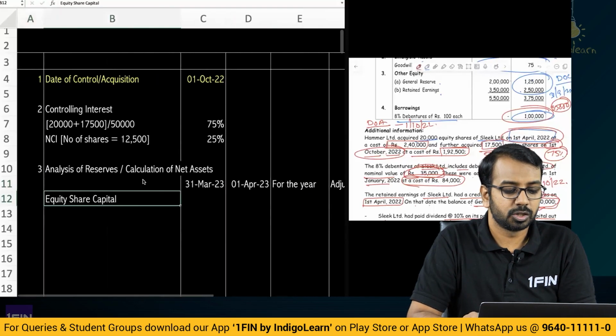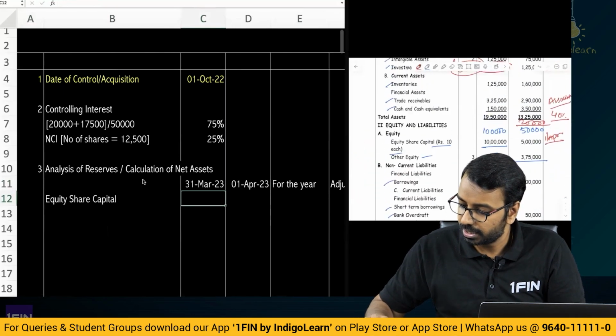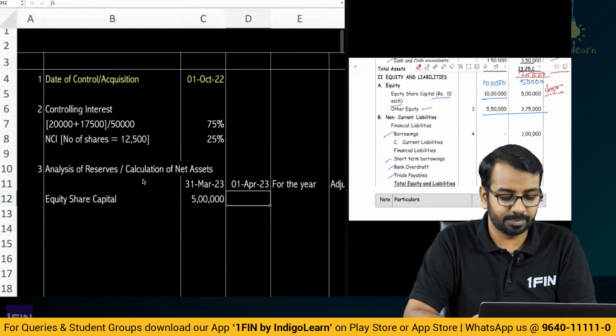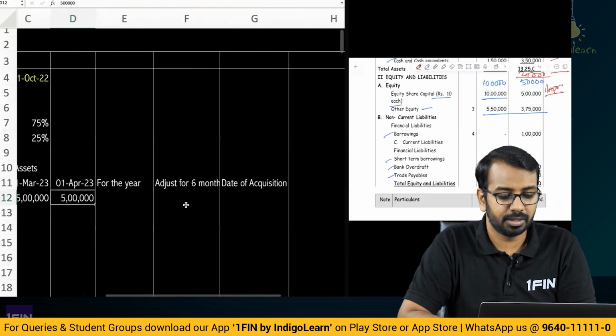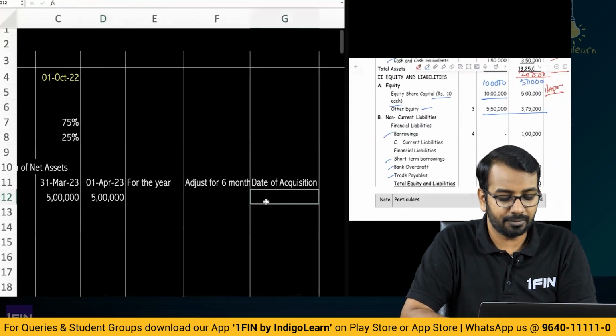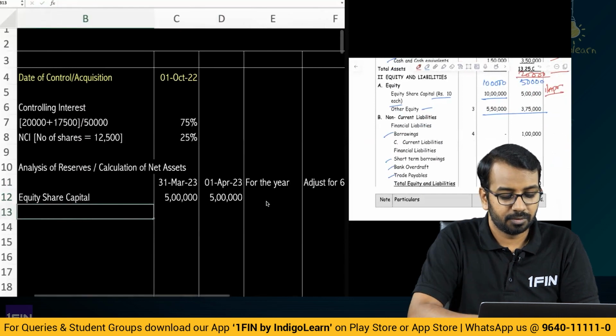amount. Okay. So, equity share capital, what they have given to us in the question, is how much? It is 5 lakhs. We have not yet given bonus impact, 5 lakhs on 1st of April. So, for now we will not do any adjustment, okay, and we will have on date of acquisition as 5 lakhs. Then we have general reserve.